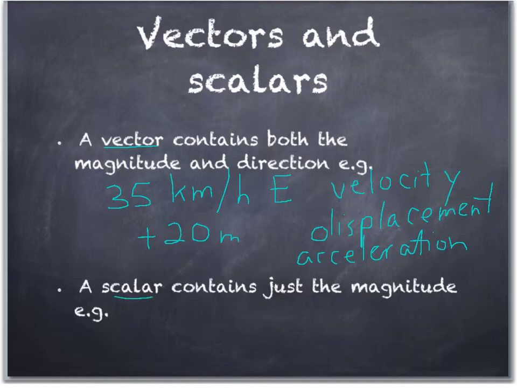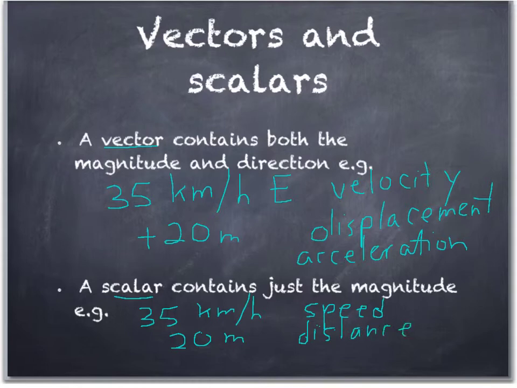A scalar means that it only is the magnitude and doesn't have a direction. So if we just said 35 kilometers per hour, that would be speed, and that would be scalar. Also, if we said just 20 meters with no direction, that would be distance. So speed and distance are both scalars.